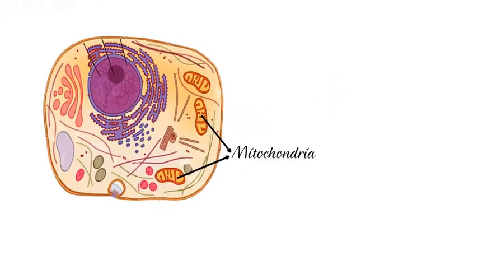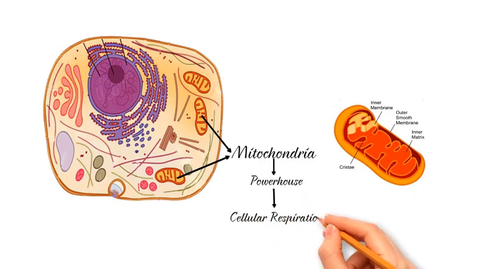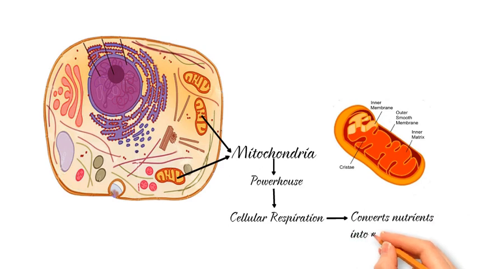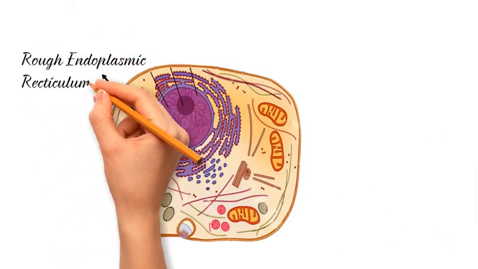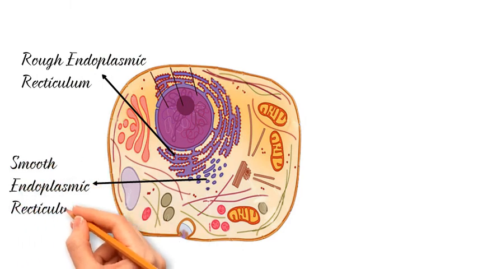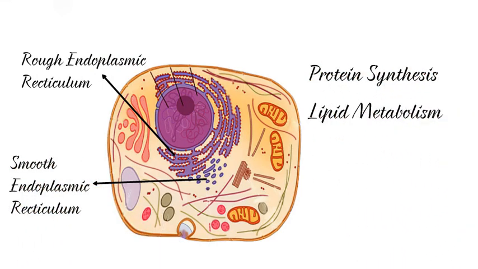Mitochondria, for instance, are referred to as the cell's powerhouses, and are responsible for producing energy through cellular respiration, which is a process that converts nutrients into energy. The endoplasmic reticulum, which is a network of tubules and flattened sacs, helps with protein synthesis and lipid metabolism. The rough endoplasmic reticulum is studded with ribosomes, which are involved in the production of proteins, and the smooth endoplasmic reticulum is involved in lipid metabolism and detoxification.